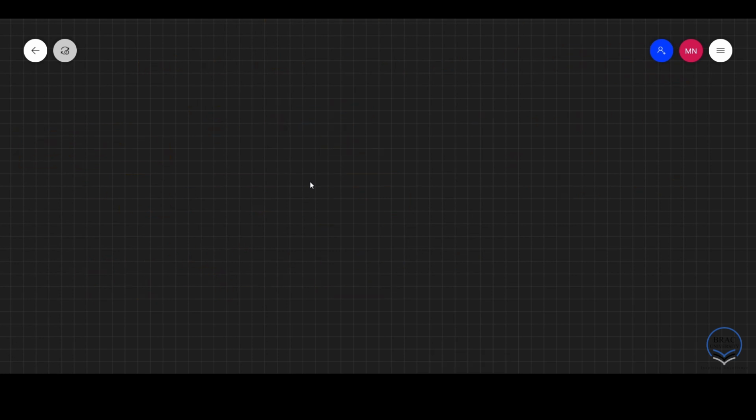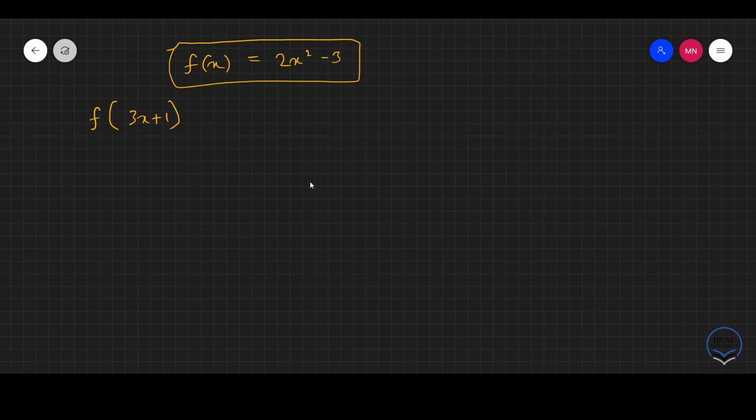Now, considering the same exact function once again, so we had f of x is equal to 2x squared minus 3. Now, this time we want to find f of 3x plus 1. So we want to find our output of this function when our input is this expression. In this case, all we do is substitute 3x plus 1 into this function for x. So we have 2 times 3x plus 1 whole squared minus 3. Now we just expand this and multiply it with 2 to get some expression.